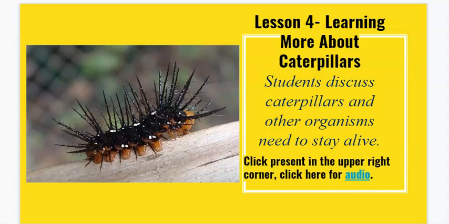Today we're going to learn more about caterpillars. We're going to talk about caterpillars and other organisms and what they need in order to stay alive. What is an organism? An organism is something that is living, so it's usually a plant or an animal. In fact, we are organisms.